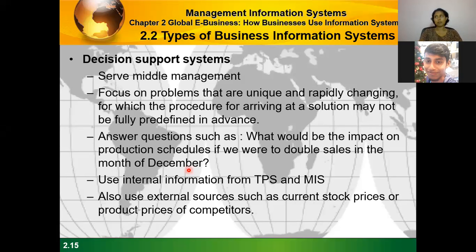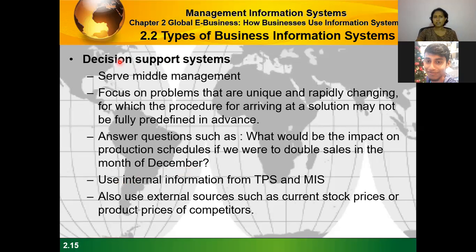Now, for example, if we double the sales in December, we might have to change our capacities, production capacities. We might have to hire more labor, recruit more employees. We might have to sometimes widen our workspace, storage space, or change the shifts that employees need to work. We might have to procure more resources, more raw materials, more supplies. We might have to make certain changes in production schedules. So in order to arrive at these kinds of decisions, decision support systems are helpful for an organization, right?